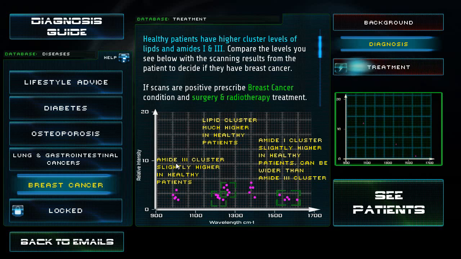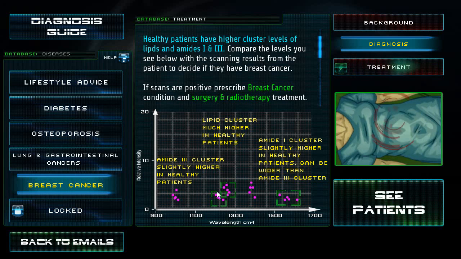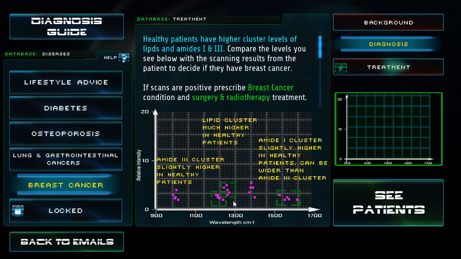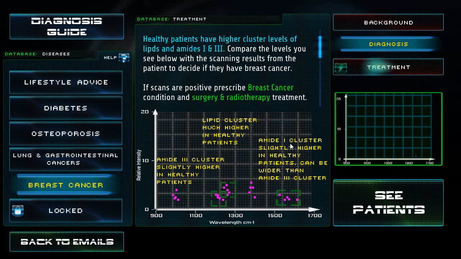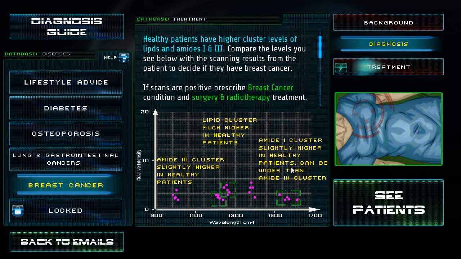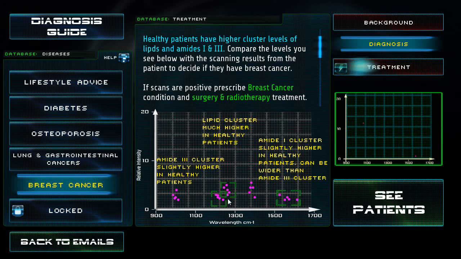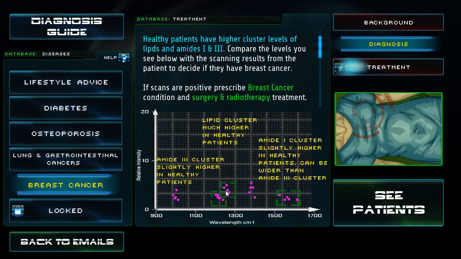So which is 3? 3 cluster slightly higher. Is that talking about these? Lipid cluster higher. So is that lipids? I don't know what these... I mean, this is the least helpful graph. I thought osteoporosis was bad. This is going to be just insane. So they're higher than level 1s anyhow. Level 1... Okay, so the 1s are over here. Slightly higher in healthy patients. Can be wider than the 3 cluster. So is this 3 then? And this is... So, God, this is going to be the worst.